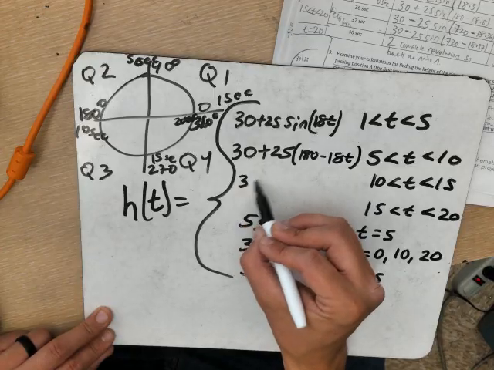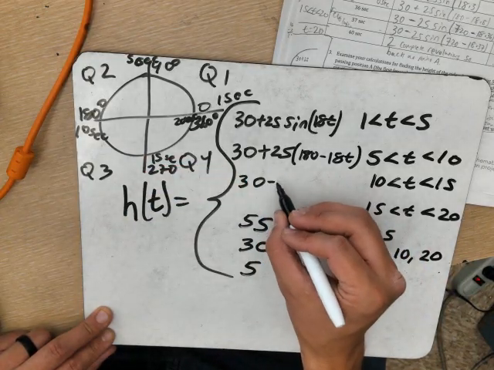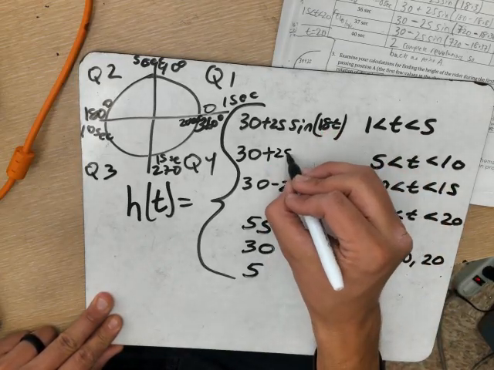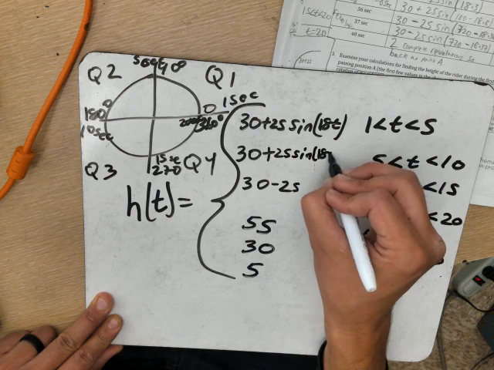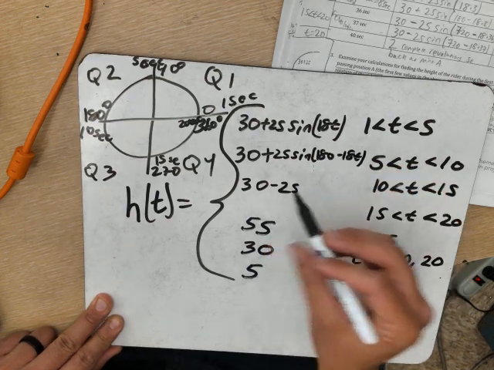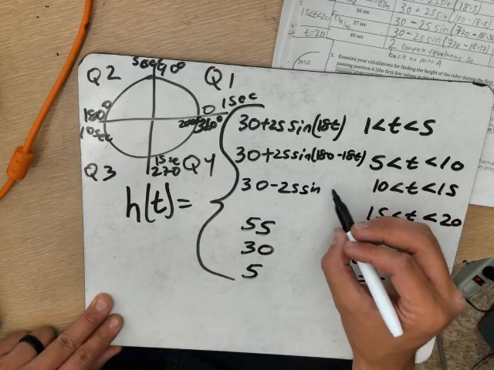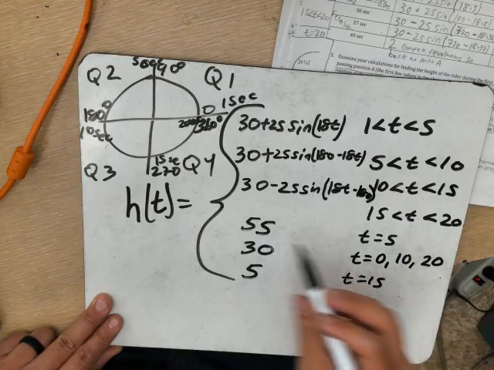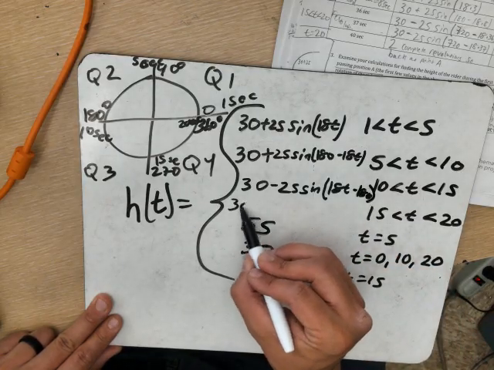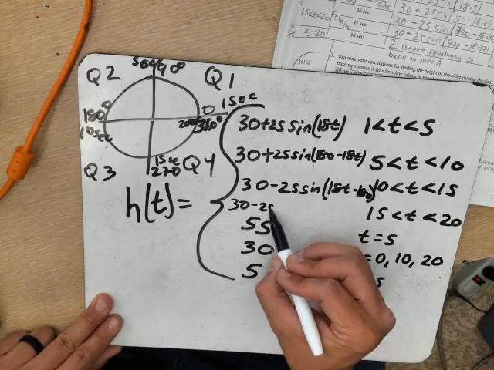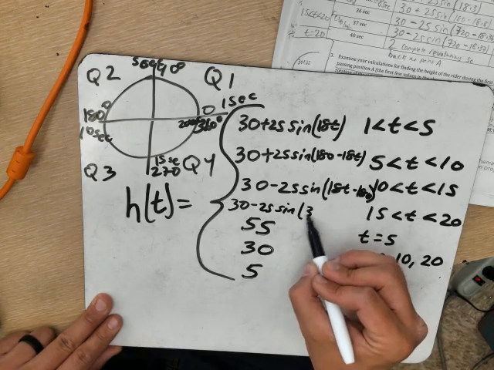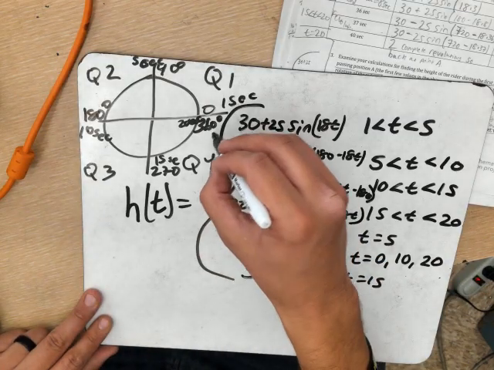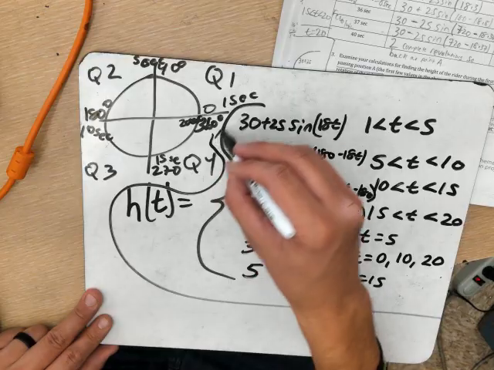Okay, this one will be 30 minus, because now in quadrant 3 we go down. 25, I forgot the sine. Okay, minus 25 sine, but this is time that 18t is bigger than 180, so it's 18t minus 180. And this one, again, is still 30 minus 25 sine, but this time 360 is bigger than the angle, so 360 minus 18t. All right, so that is my piecewise function for number 4.